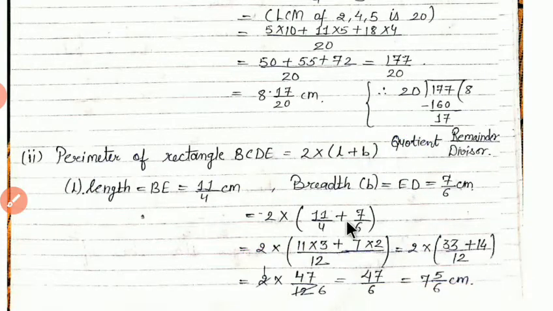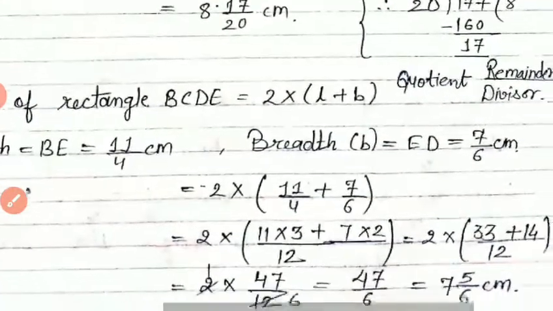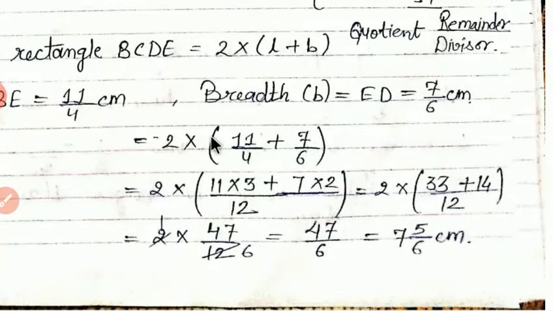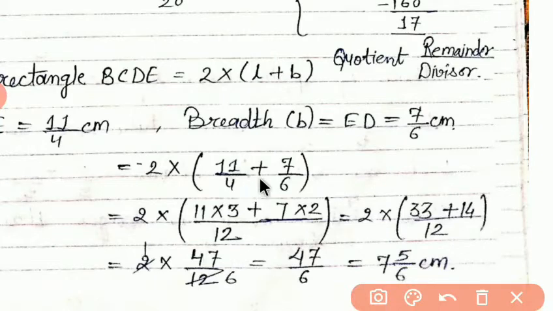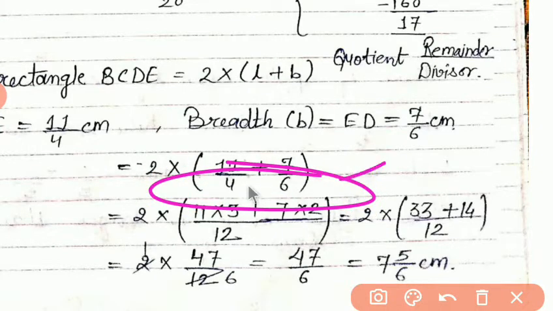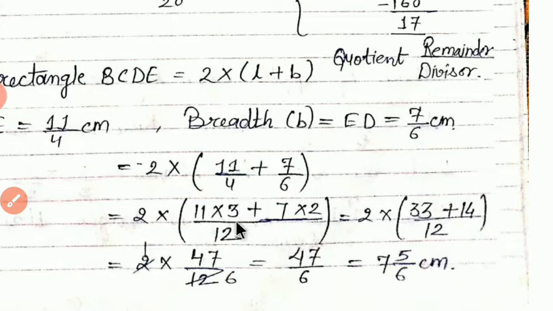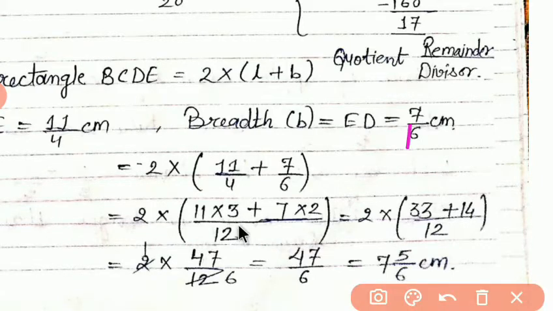Here you can see again that the denominators are not equal. So for that we will take the LCM of 4 and 6. If we take the LCM we will get 12. By which number do we multiply 4 to get 12? One method is, if we don't know by which number we have to multiply 4 to get 12, you can divide 12 by 4. If you divide 12 by 4 you will get the answer 3.